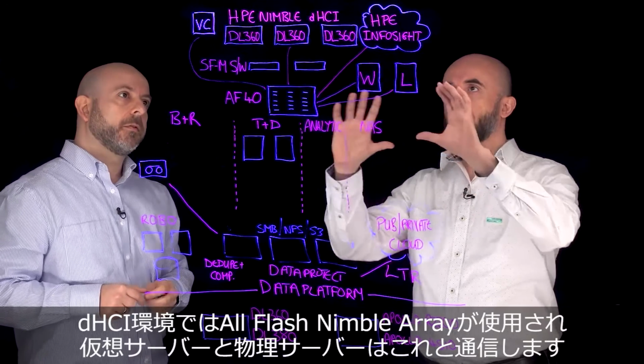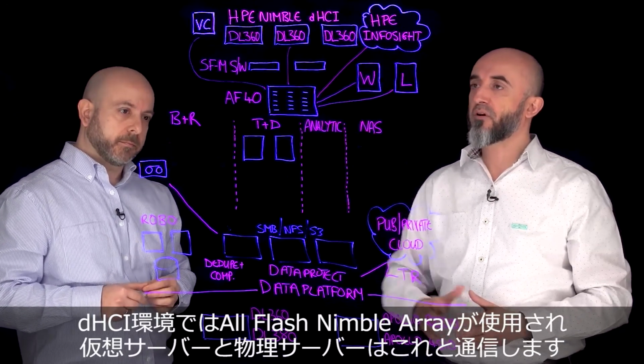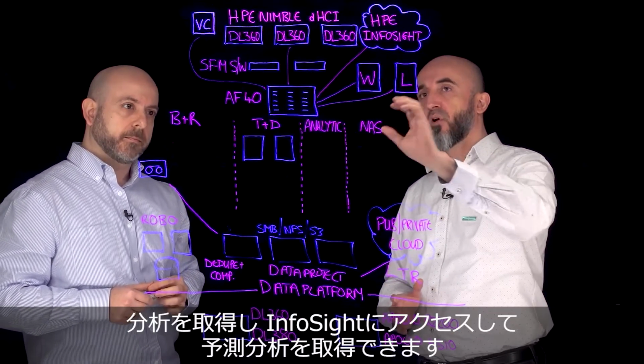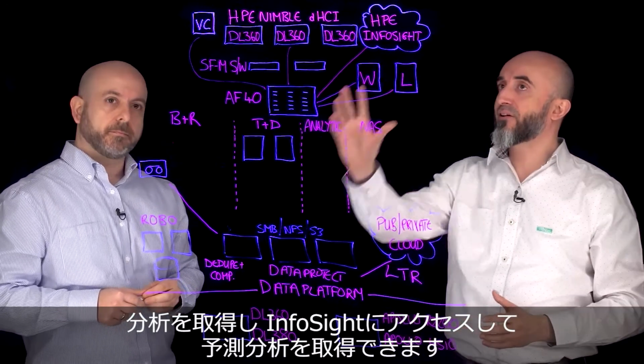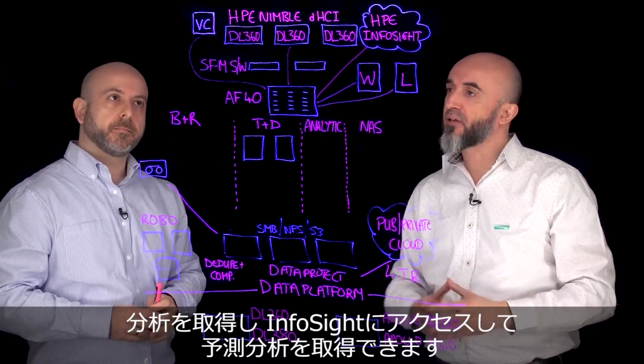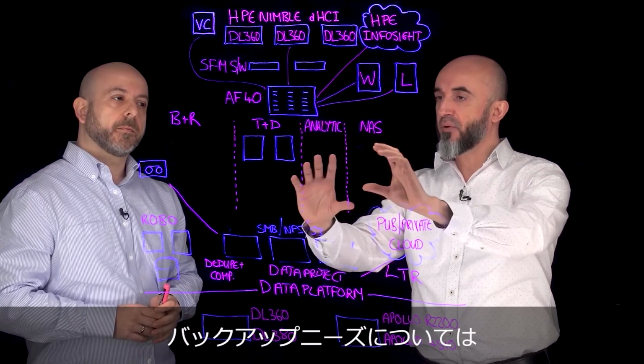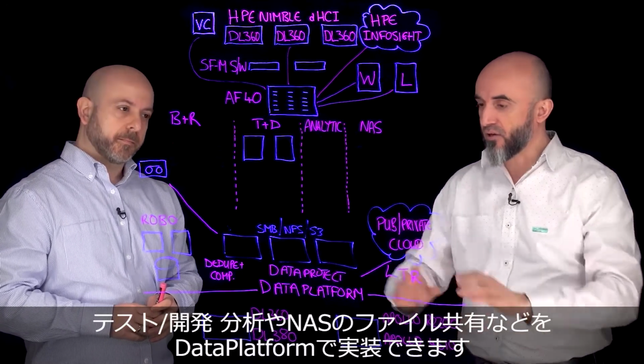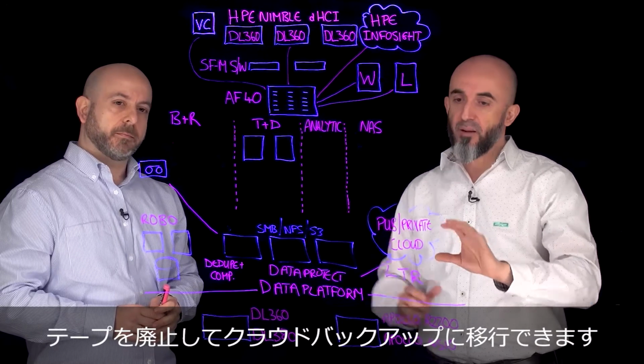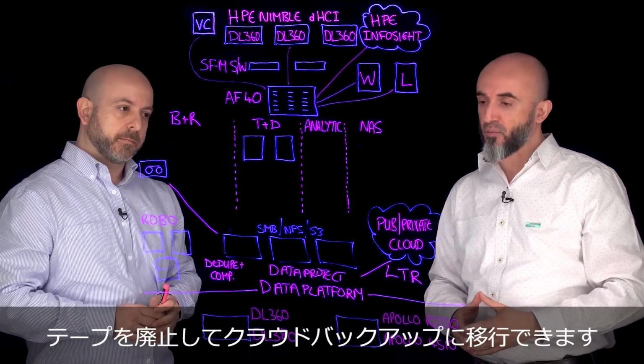Excellent. So let me just wrap it up now. So you got your dHCI environment, right? You got your all-flash Nimble array sitting there. You got your virtual servers talking to it, your physical servers talking to it. We got analytics going to InfoSight for your predictive analytics. You took care of my backup needs. You took care of my test dev analytics and also NAS file share on the data platform. We are able to cut tapes out. We're also able to do cloud backup as well.